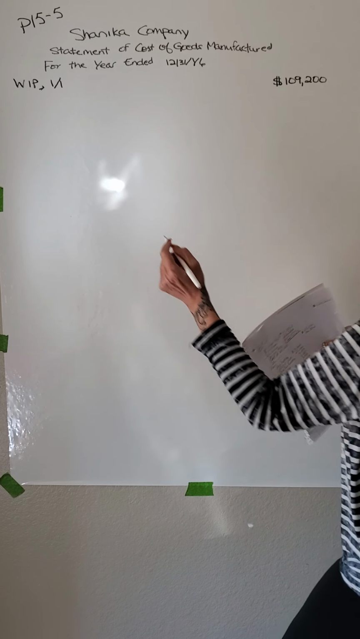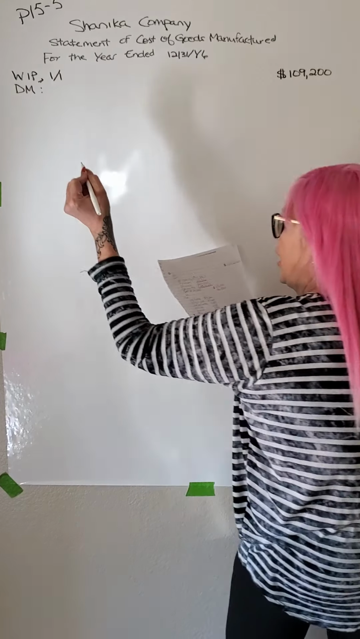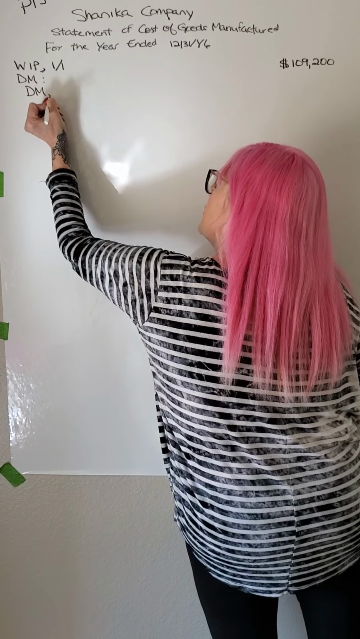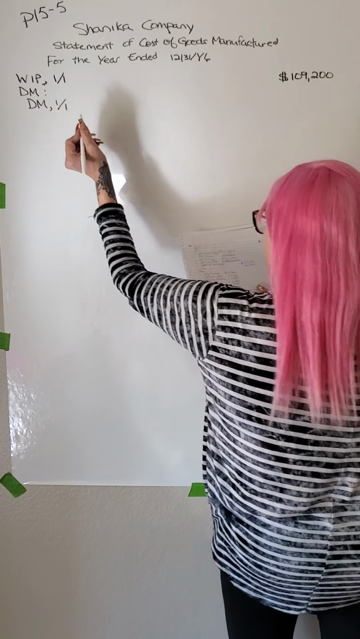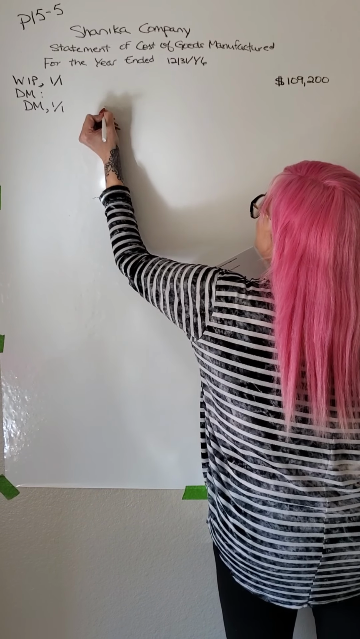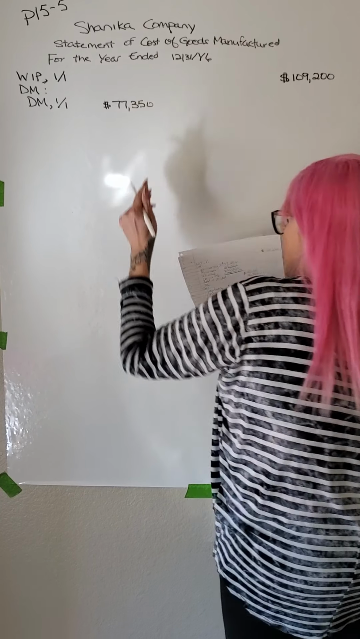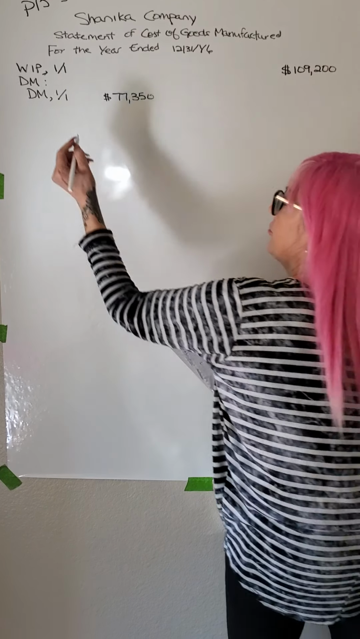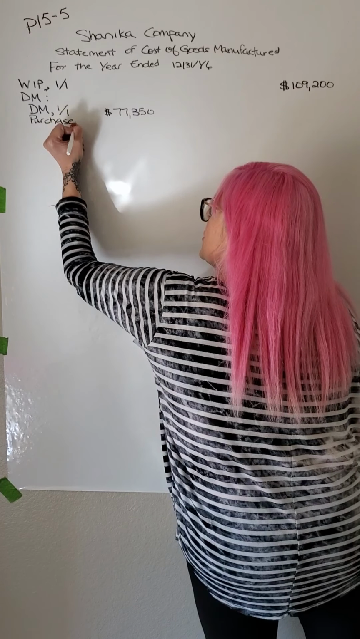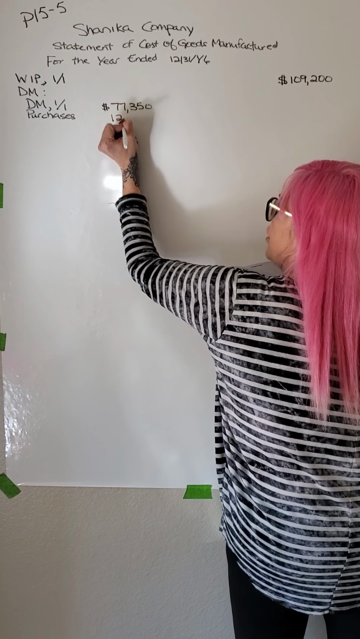So we're going to start with direct materials. So we're going to have our direct materials inventory on 1/1. And that's going to go in this inside column, and it's $77,350. We're going to add to that our purchases during the year of materials. So we had total purchases of $123,500.